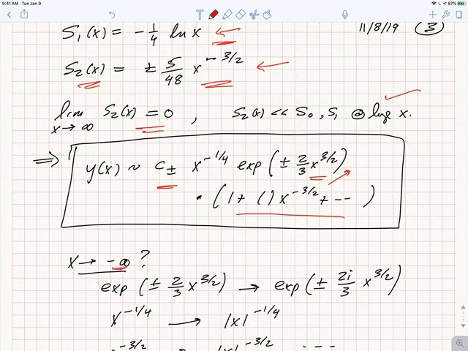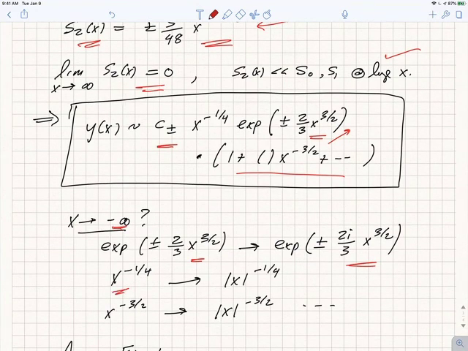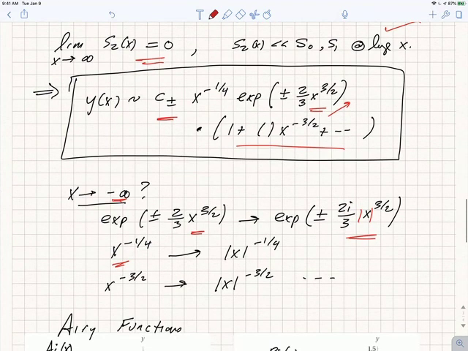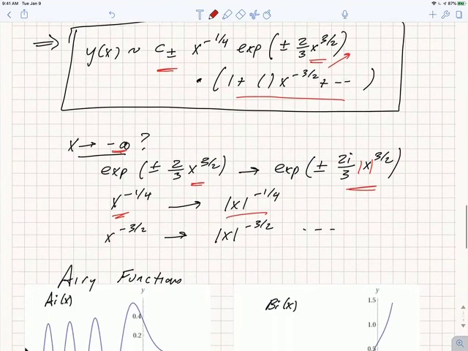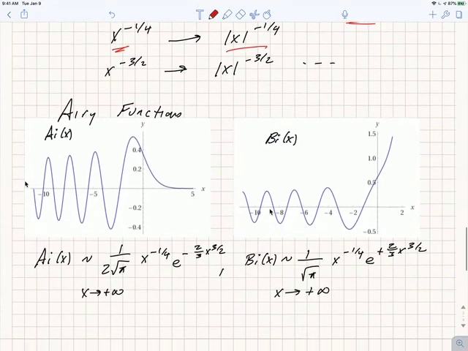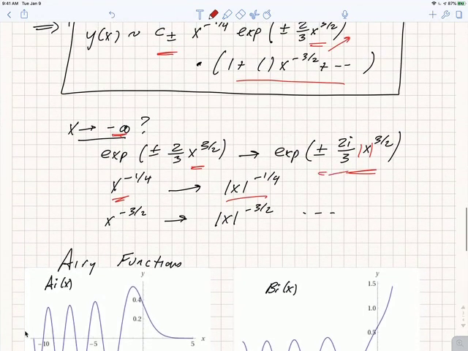What happens as x goes to minus infinity? Well, all that happens is x to the 3/2 instead becomes i times x to the 3/2, x to the minus a quarter where I put the absolute value of x here. X to the minus a quarter becomes the absolute value of x to the minus a quarter, etc. And I get two forms for the Airy function. I get oscillating forms for the Airy function as x goes to minus infinity.